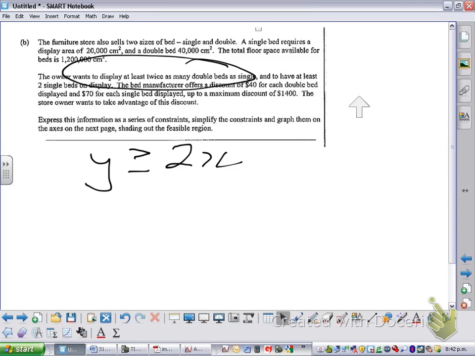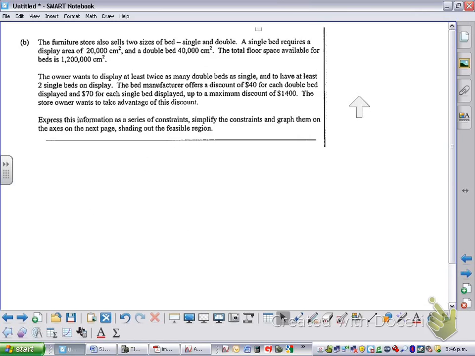And it wants to have at least 2 single beds, X, on display. At least. So at least 2 on display. Okay, now we've got that. So we've got now 3 equations.